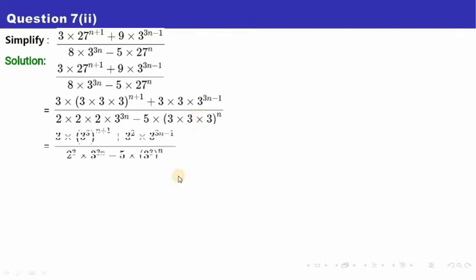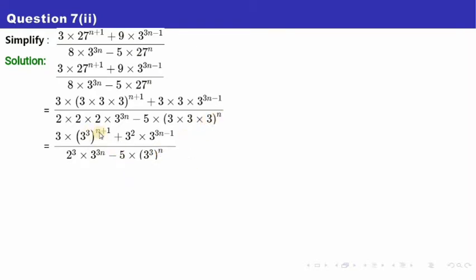Now see here carefully. 3 is kept as it is. 3 into 3 into 3 is 3 cube, isn't it? To the power n plus 1. Plus 3 into 3 is 3 square into, this is kept as it is. Similarly, 2 into 2 into 2 is 2 cube into, this is this much, minus 5, and this 3 into 3 into 3 is 3 to the power 3 and whole to the power n.